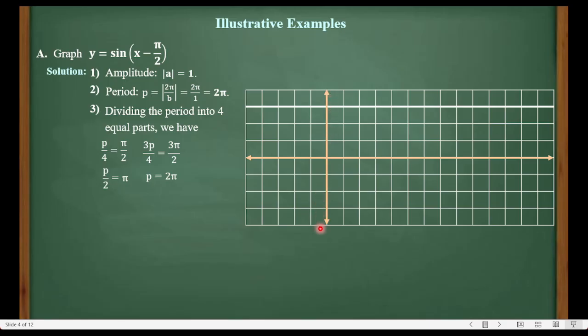The yellow vertical and horizontal lines represent the y and the x-axis respectively. And for each of the axes, we label the coordinates. Now for the coordinates along the y-axis, we can consider the amplitude 1. So we consider both positive and negative. Positive 1 is the coordinate of the y-axis above the x-axis, and negative 1 is the y-coordinate below the x-axis.